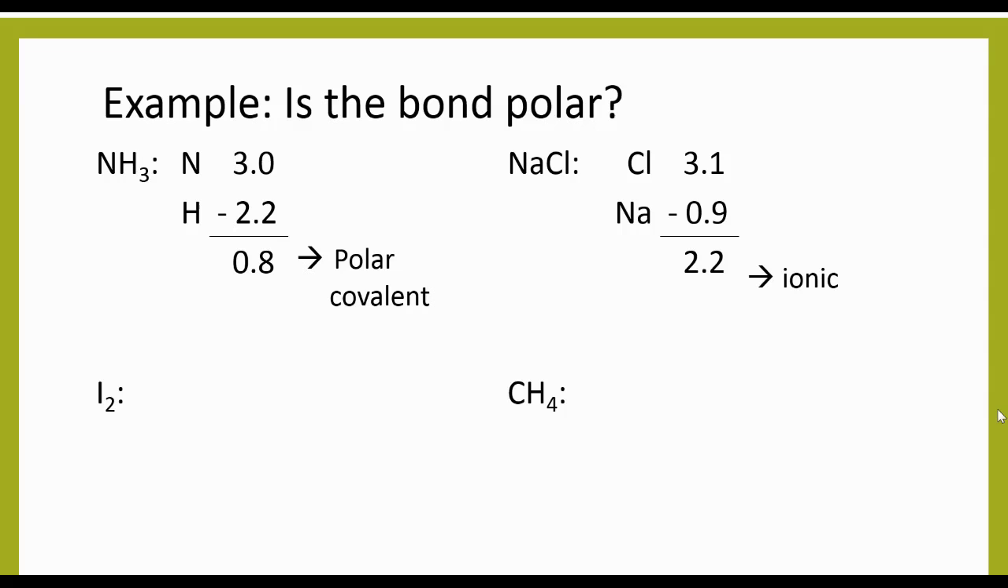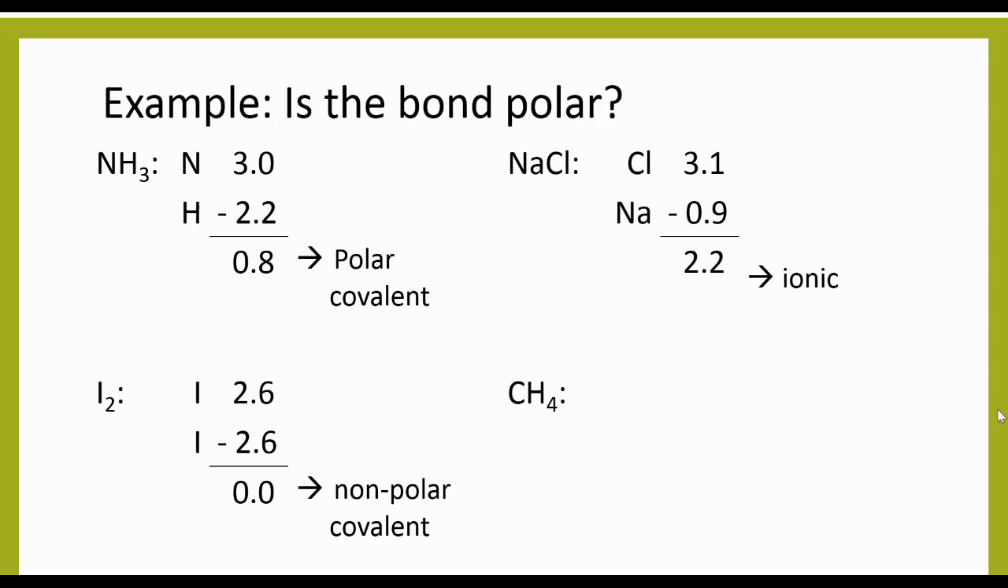We cannot have negative differences. So in this case, sodium chloride has an electronegativity difference of 2.2, which makes it an ionic bond, which we know because we have a metal and a nonmetal. Next one, I2. We have two iodines binding together. So the difference for this one is 0. So this is non-polar covalent.